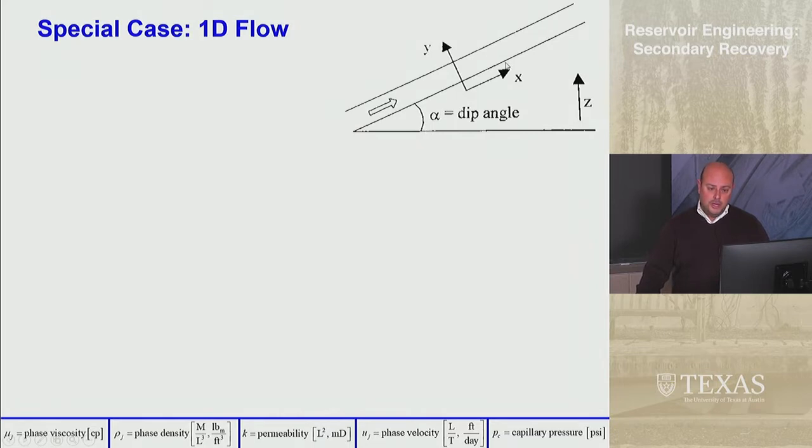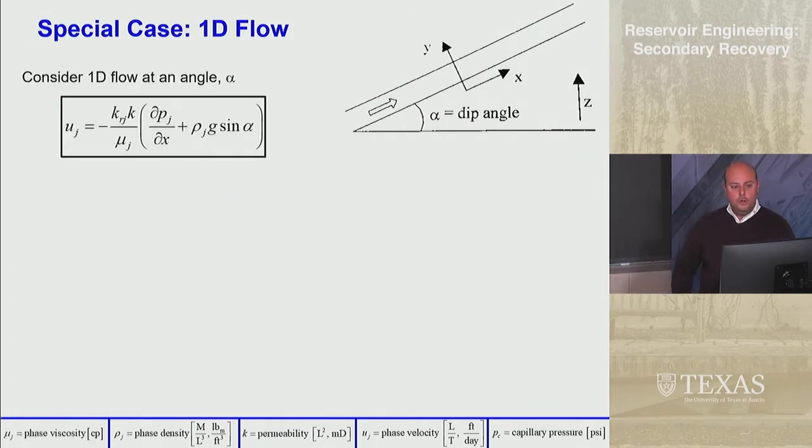And then it's one dimension in the x direction. We just have to draw a coordinate system that way. So you can rewrite the multiphase form of Darcy's law this way, where u is the velocity of phase j. It's only one direction, so it's not a vector anymore. It's just one velocity. Krj is the relative permeability. K is the scalar permeability.